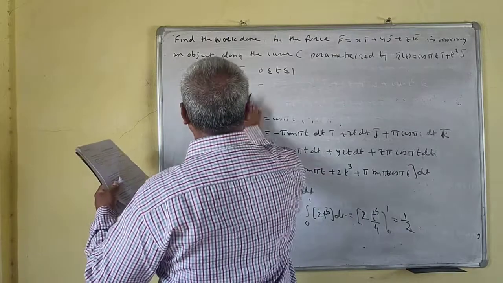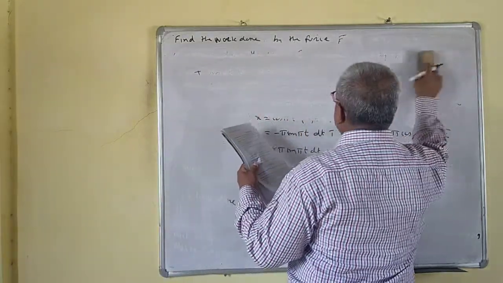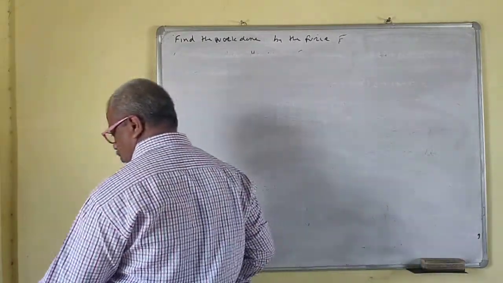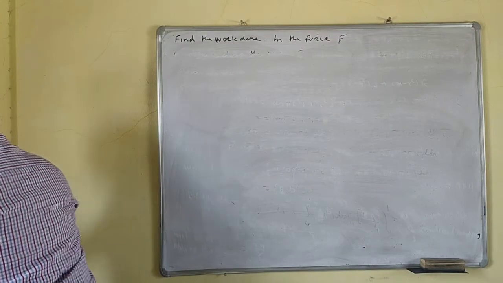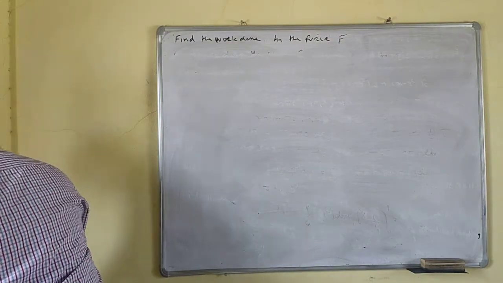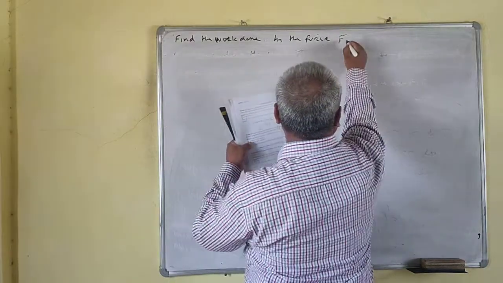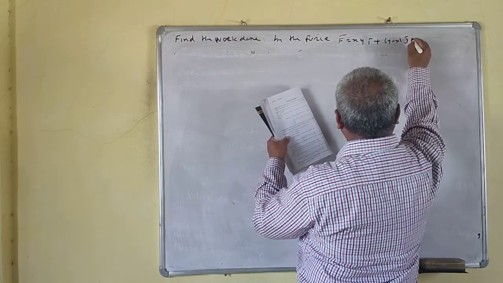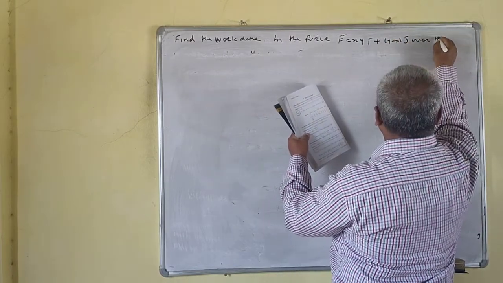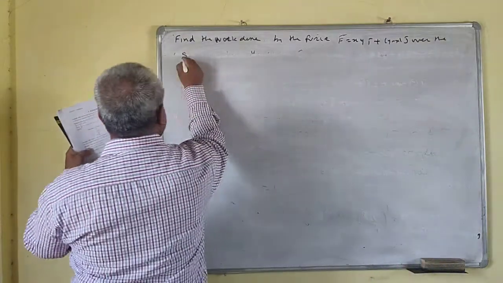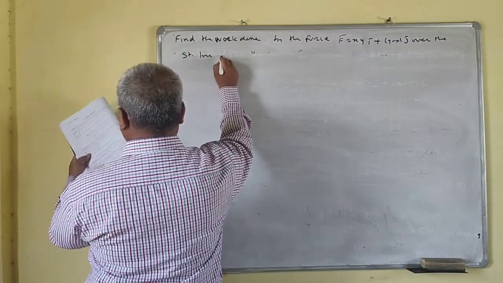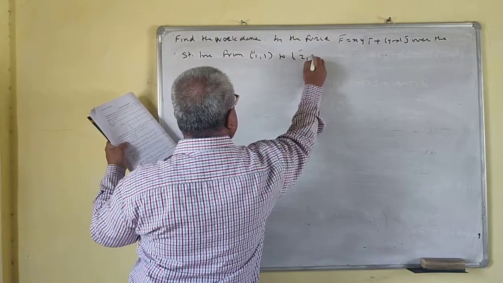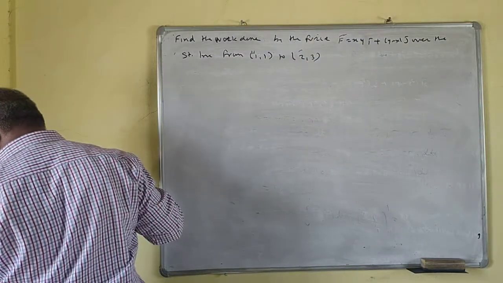Next, find the work done by the force F bar equal to xy i bar plus y minus x j bar over the straight line from 1 1 to 2 3.